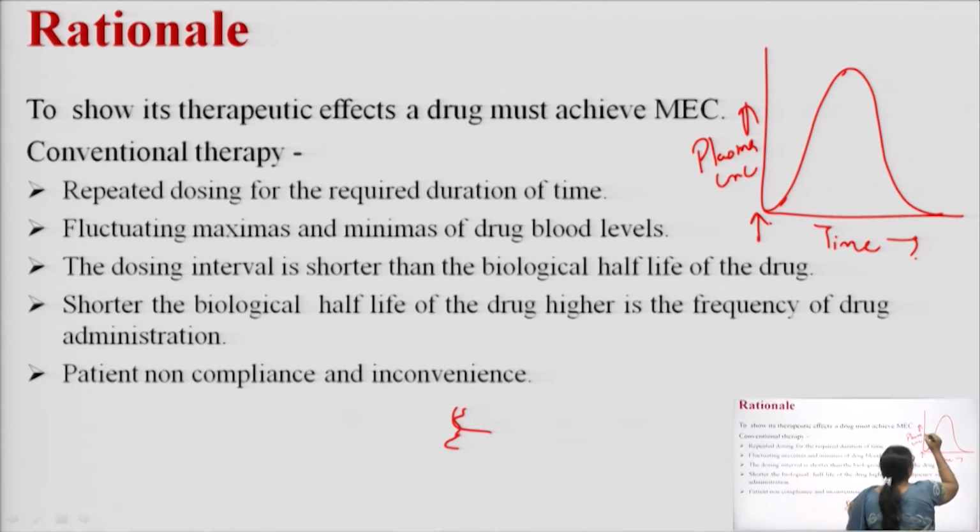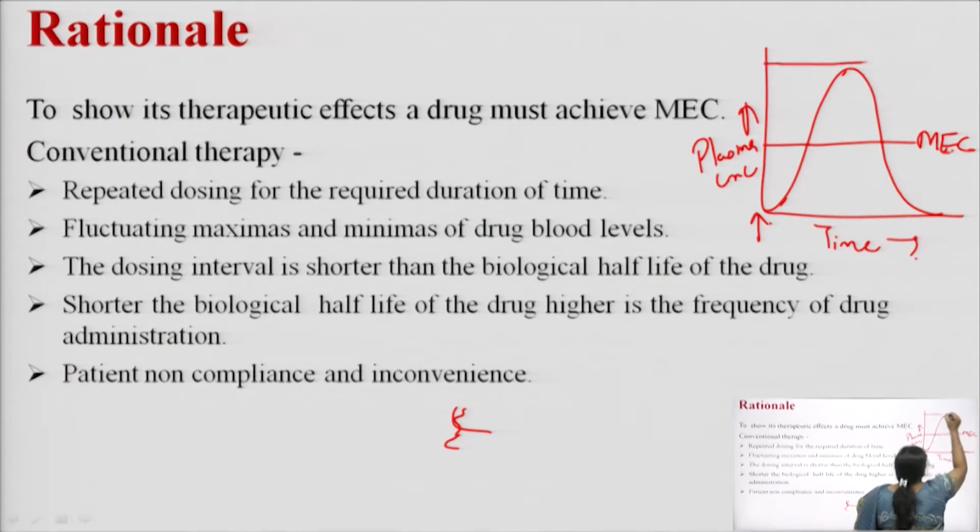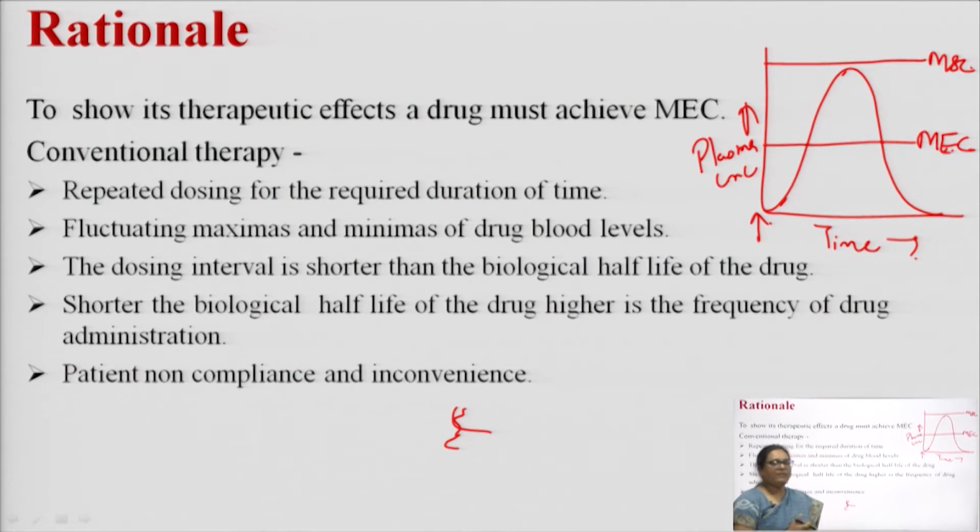Two different drug blood levels are defined in this plasma concentration versus time profile: the minimum effective concentration and the maximum safe concentration. The minimum effective concentration is the minimal plasma level of the drug required to show its therapeutic effects. That is, if the drug plasma levels are below the minimum effective concentration, that will lead to subtherapeutic levels of the drug in plasma and hence the failure of drug therapy.